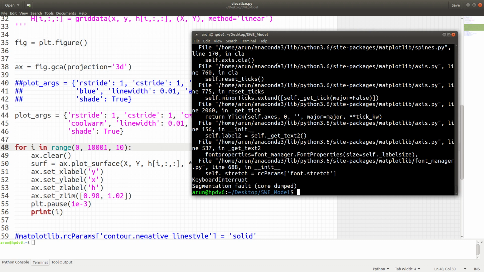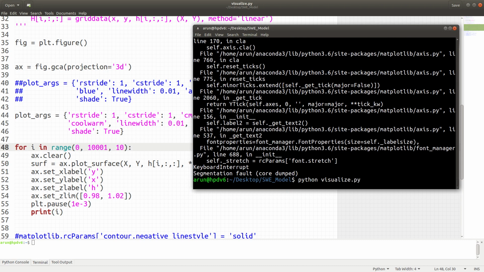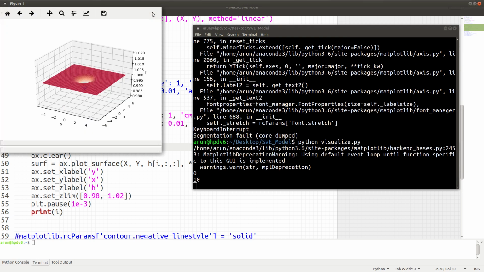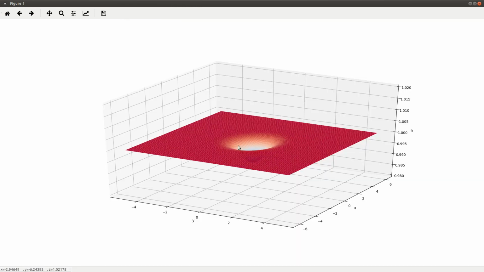Okay, I'm going to take the height variable again. Okay, and now watch this. Lights, camera, and action. Now you will be able to see the actual perturbation. Hold on. Yeah, you see now there's a big indentation in the center. That's because of the initial condition we give.